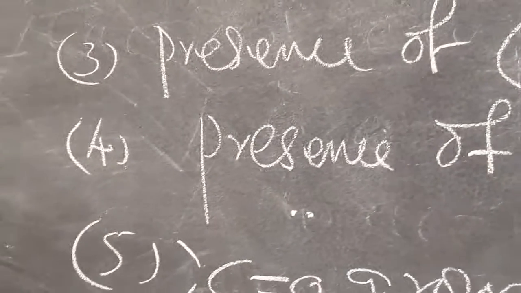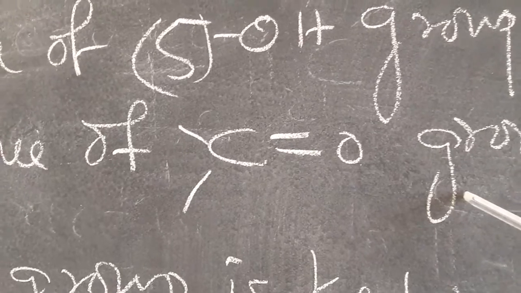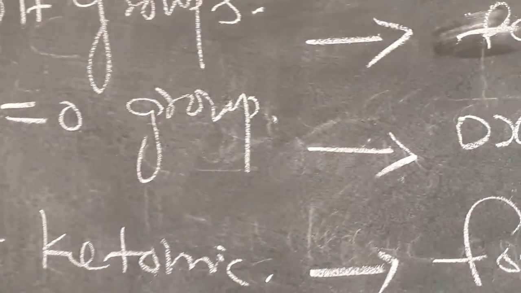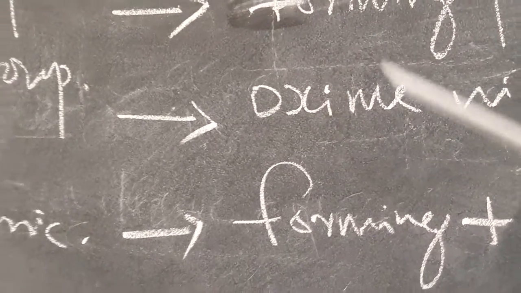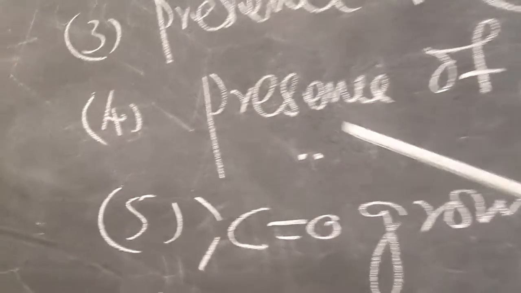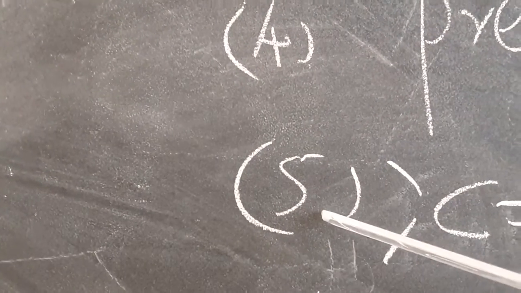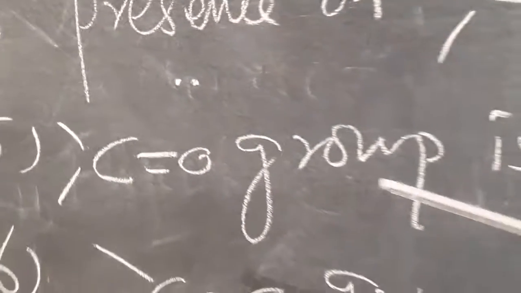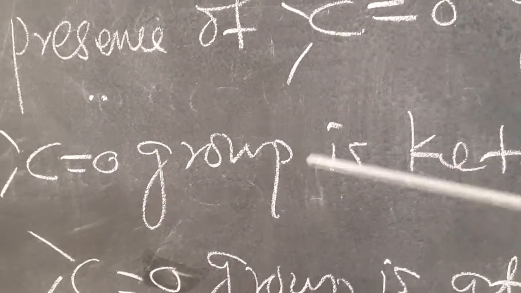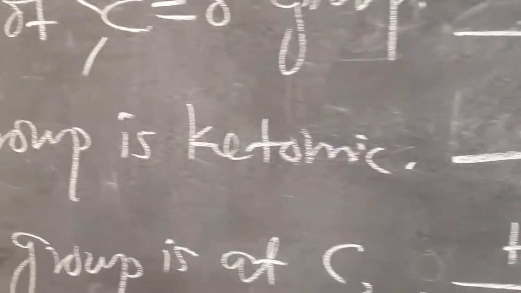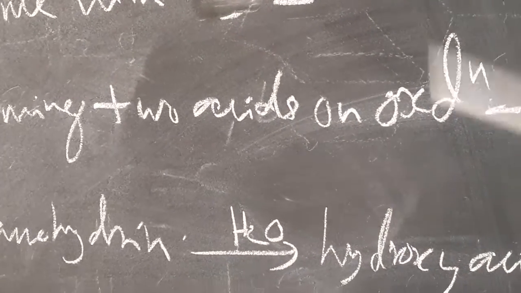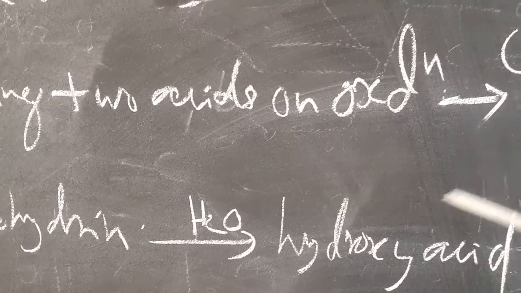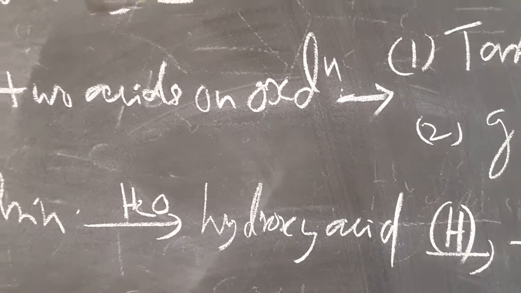Similarly, point number 4, the presence of a CO group, carbonyl group, is confirmed by the reaction of fructose with hydroxylamine forming an oxime. So oxime is formed, that is point number 4. In point number 5, the CO group is present as a ketonic group, not as an aldehyde group. That is confirmed by forming 2 acids on oxidation. The compound on oxidation gives 2 acids. Only ketones can produce 2 acids on oxidation.